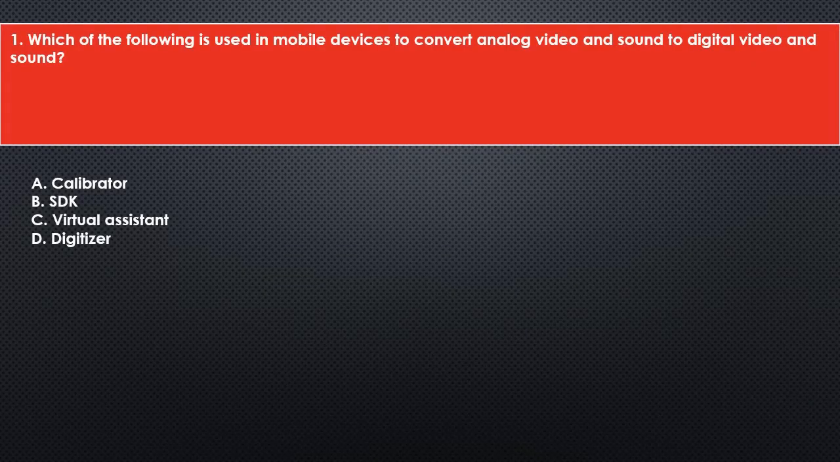1. Which of the following is used in mobile devices to convert analog video and sound to digital video and sound? A. Calibrator. B. SDK. C. Virtual assistant. D. Digitizer. Answers: D. Digitizers are used in mobile devices to convert analog video and sound to digital video and sound, or to interpret analog signals associated with touch movement on a screen into digital equivalents.